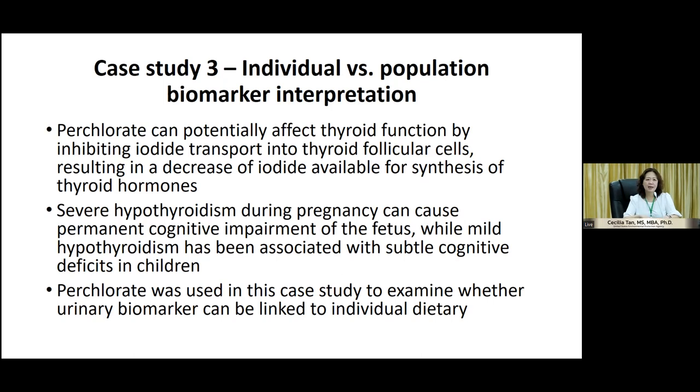Perchlorate is a chemical that is found a lot in U.S. drinking water, and it can potentially cause thyroid effects. Especially, we're concerned about fetus exposure. When women are pregnant, if they are exposed to too much perchlorate, it can affect the development of the fetus. Perchlorate is used in this case study to examine whether a urinary perchlorate concentration, in this case the parent, no metabolites, can be linked back to individual food exposure.